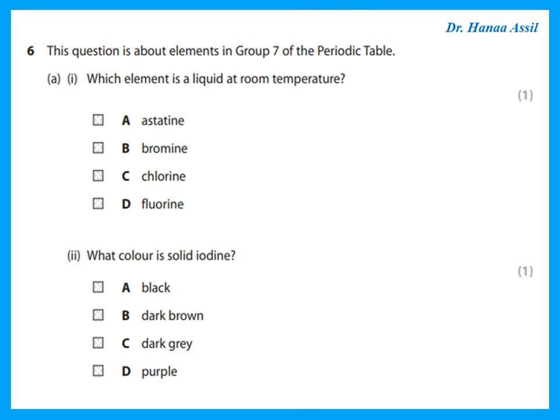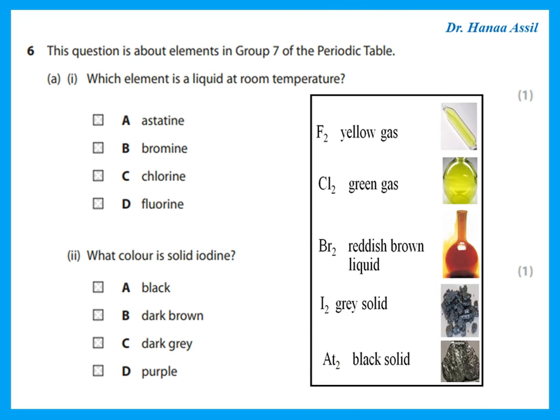Okay, this question is about elements in group 7. Which element is a liquid at room temperature? Remember, you should know the appearance, the color and the state of each of the group 7 elements. So, for example, which of these is a liquid? Fluorine is a yellow gas, chlorine is a green gas, bromine is the liquid. Bromine is a reddish brown liquid. Now, what color is solid iodine? Solid iodine is gray. It's a gray solid.